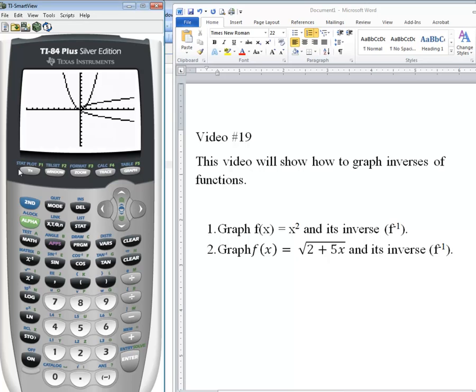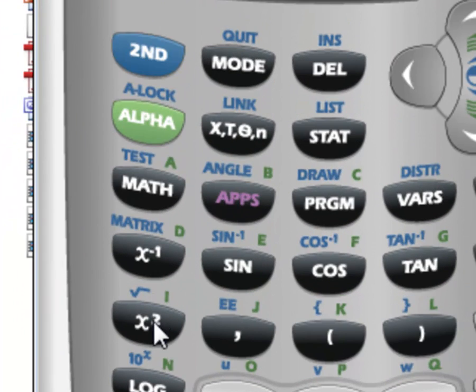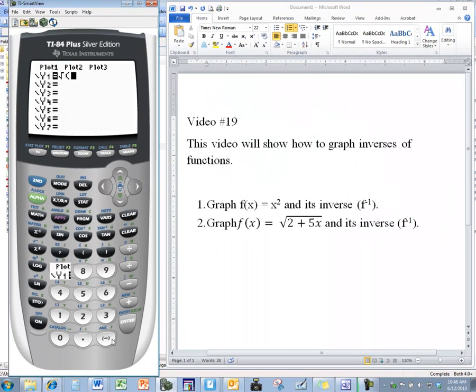So for our second example, we now want to graph the square root of 2 plus 5x. So our square root sign is above the x squared button. And once again, anything in blue above our button, we need to press second first. Then 2 plus 5x, close our parentheses, we press graph to see the original graph.